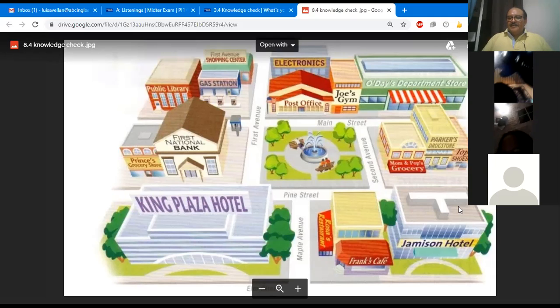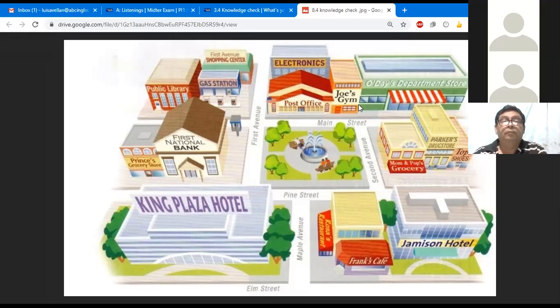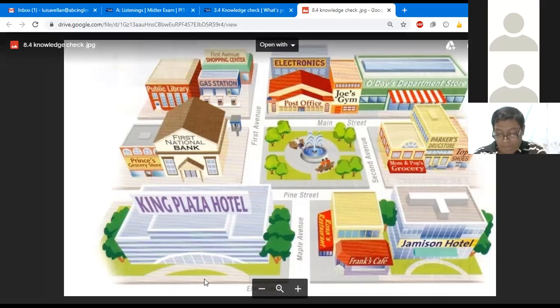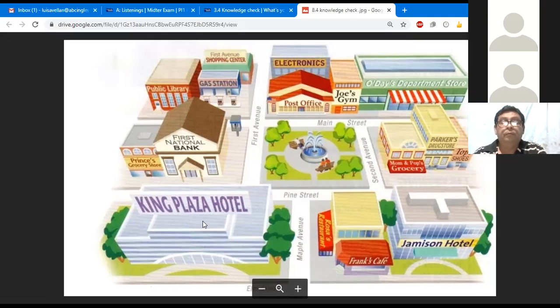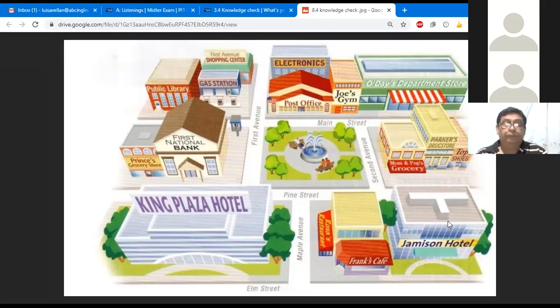All right. Anybody else? Gloria? Veamos. The post office next to John's gym. Okay. Post office is next to Joe's gym. King Plaza Hotel, in front of Elm Street. Oh, here, aquí es mejor decir, the King Plaza Hotel is on Elm Street. On. Okay, on Elm Street. Sobre la calle, okay.